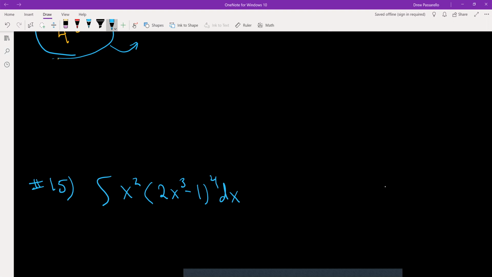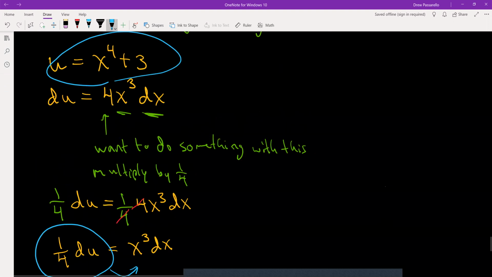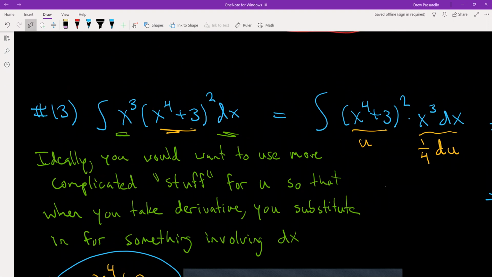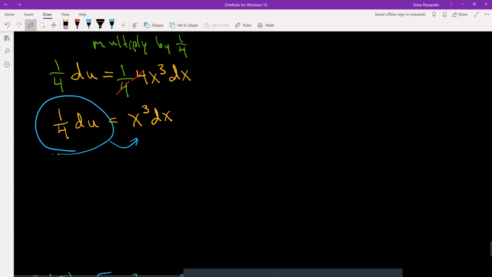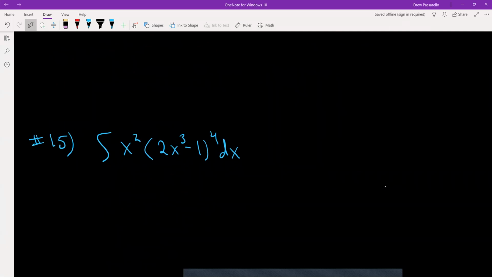That's the stuff that's in the parentheses, but I'm raising it to some particular exponent. So the general pattern recognition here is that, like here, I let u be the x to the 4th plus 3. That was what was in parentheses there, and it involved an exponent. You see how I wrote it as x to the 4th plus 3 squared times x cubed dx? I'm going to rewrite the problem in a similar fashion. So I have the 2x cubed minus 1 to the 4th, and then times x squared dx.